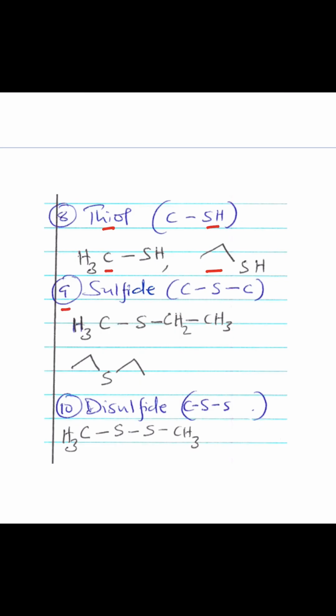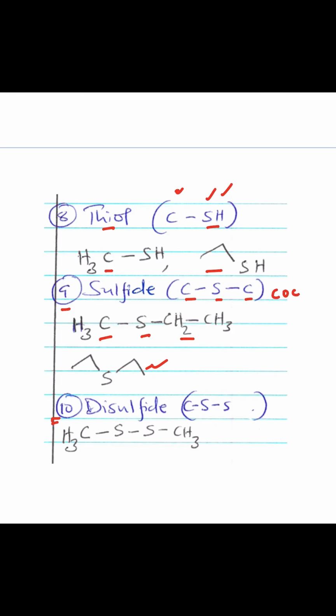Number 9, sulfide. Here you have carbon sulfur carbon bond, as opposed to here we had carbon sulfur hydrogen. So that's thiol. Now it's sulfide. This is similar to ether. Remember we said ether, you have carbon oxygen carbon bond. So an example of that would be methyl sulfur ethyl ether. So this is also another example.